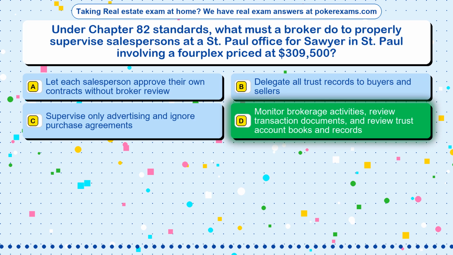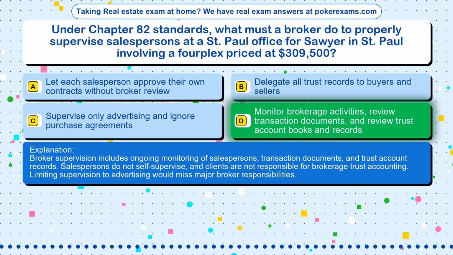The correct answer is option D. Monitor brokerage activities, review transaction documents, and review trust account books and records. Broker supervision includes ongoing monitoring of salespersons, transaction documents, and trust account records. Salespersons do not self-supervise, and clients are not responsible for brokerage trust accounting. Limiting supervision to advertising would miss major broker responsibilities.